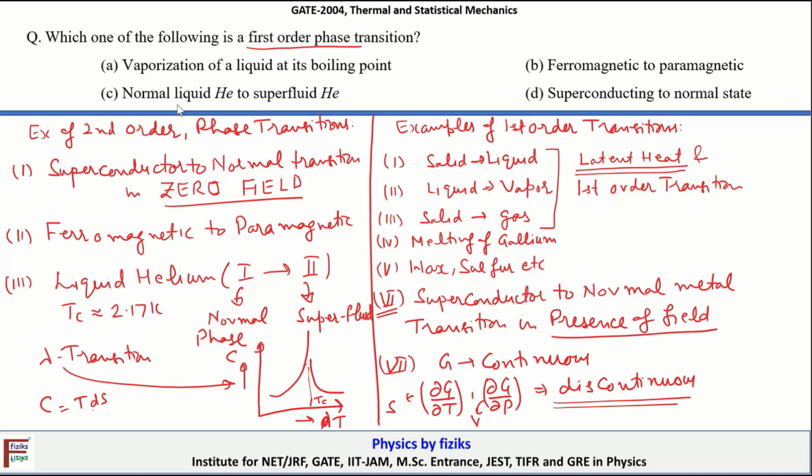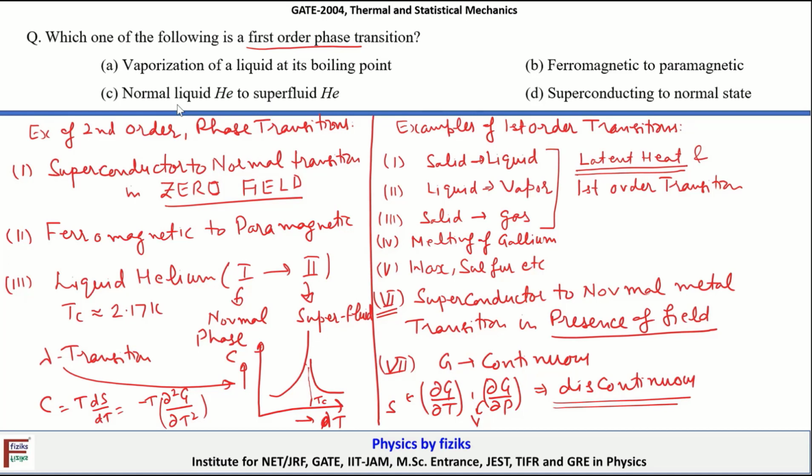T dS by dT, where entropy is a first order derivative of G. So I can write this as S equal to minus dG by dT, and so C equal to minus T d squared G by dT squared. Because it's the second order derivative which is exhibiting discontinuity, that's why the helium 1 to helium 2 transition is termed as a second order transition.